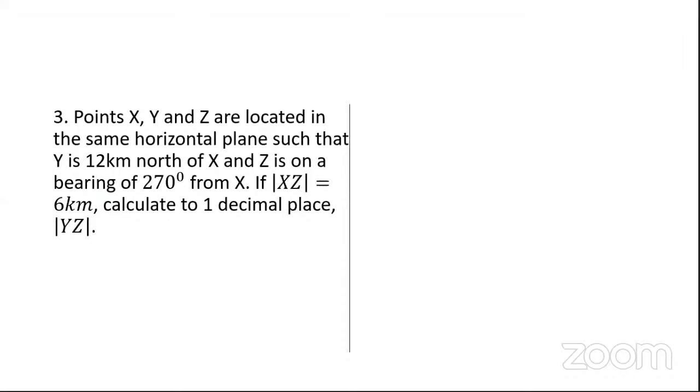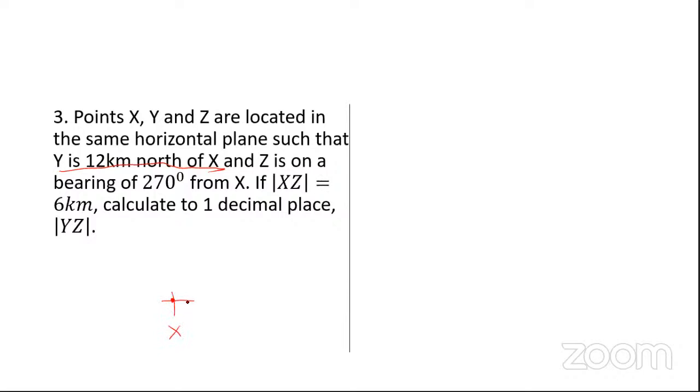So points X, Y, Z are located in the same horizontal plane such that Y is 12 kilometers north of X, and Z is on a bearing of 270 degrees from X. The first statement is useless. The major thing we need is that Y is 12 kilometers north of X. They assume that we know where X is, so just pick your X anywhere around the middle here.